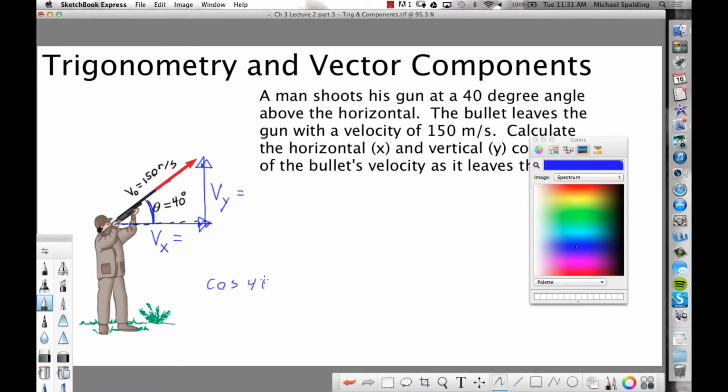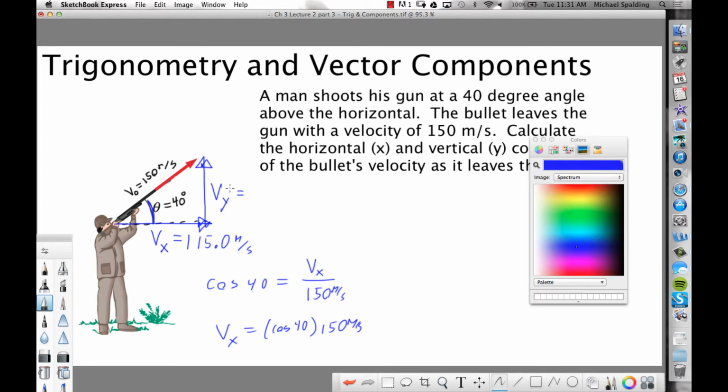So you go cosine 40 equals Vx, which is adjacent, over 150. So Vx is cosine 40 times 150. And this comes out to be 115.0, rounded to the nearest tenth place, 115.0 meters per second.